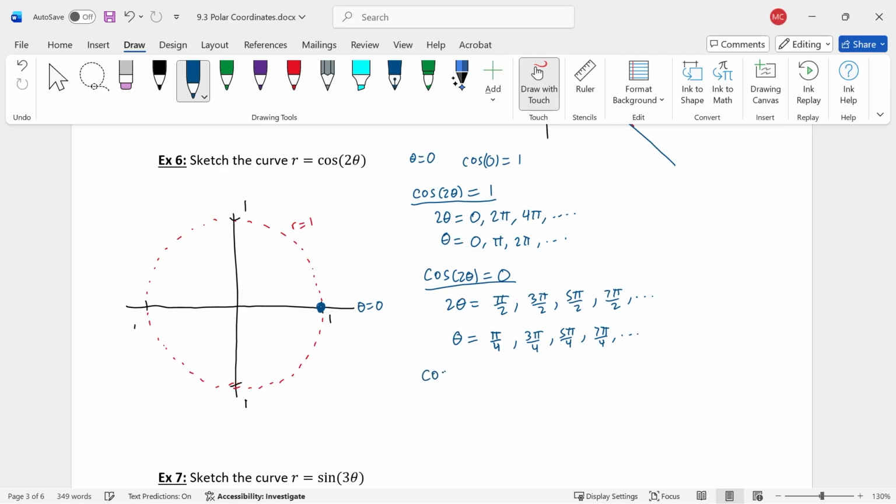And finally, let's look at when cosine of 2 theta is -1. That'll be when 2 theta is pi, 3 pi, 5 pi, and so forth. And one thing you'll notice is that I'm usually going to stop for any of these cosine and sine functions when I get to 2 pi, because generally at that point you're just going to start repeating values.